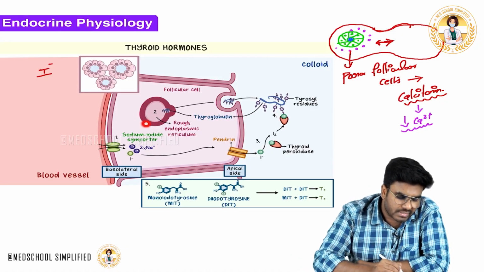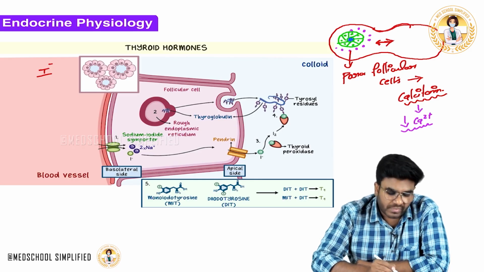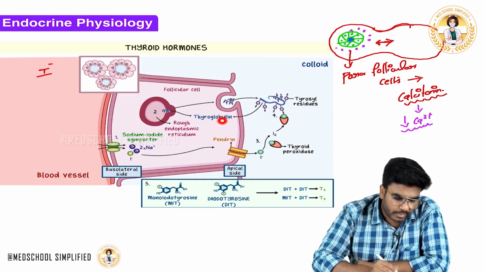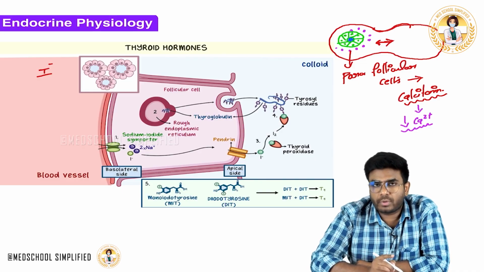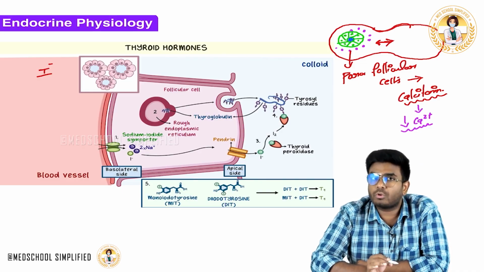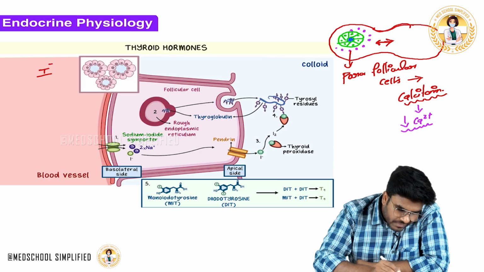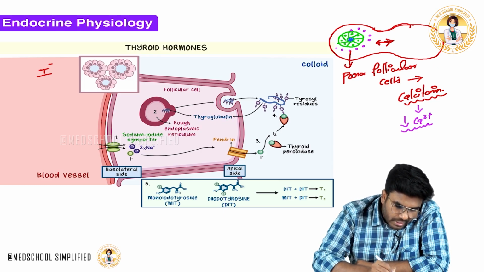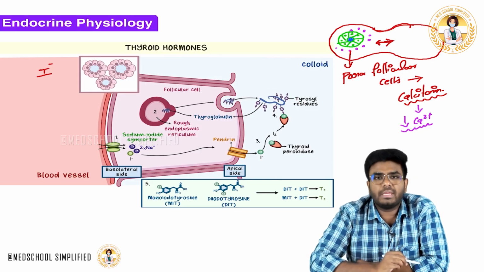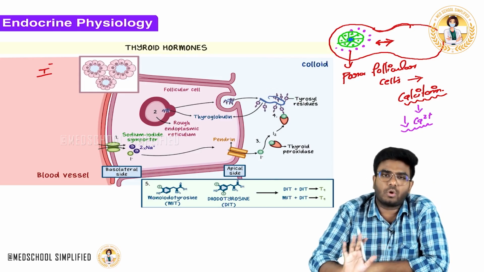Now here protein synthesis is happening. Which protein? It's thyroglobulin. So thyroglobulin is getting produced. What is that protein which is produced from the follicular cells? It's thyroglobulin. Now this thyroglobulin is packed into a vesicle, and that thyroglobulin is going to enter into the colloid. So first, thyroglobulin enters into the colloid.